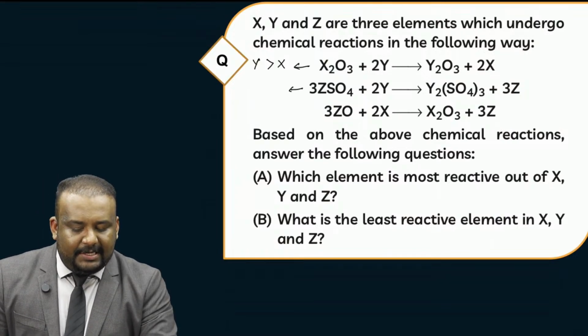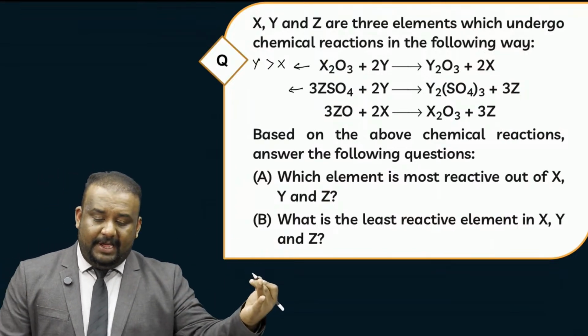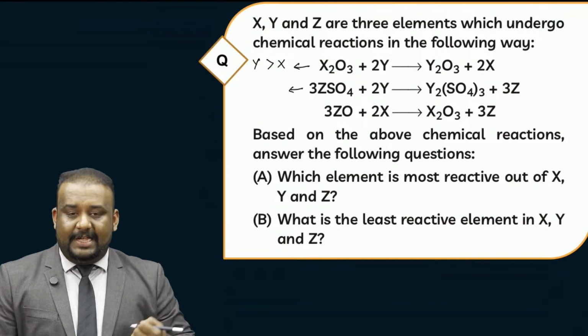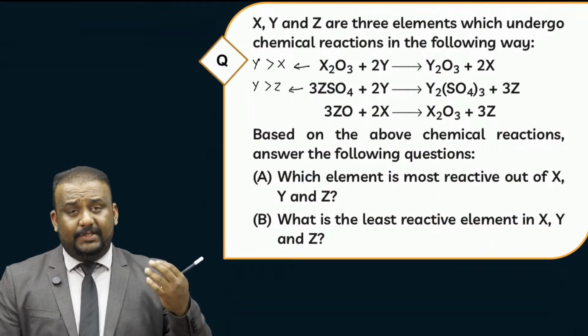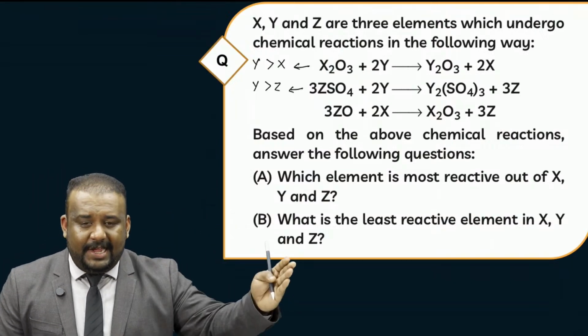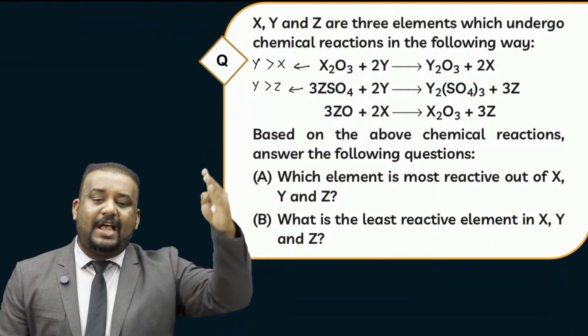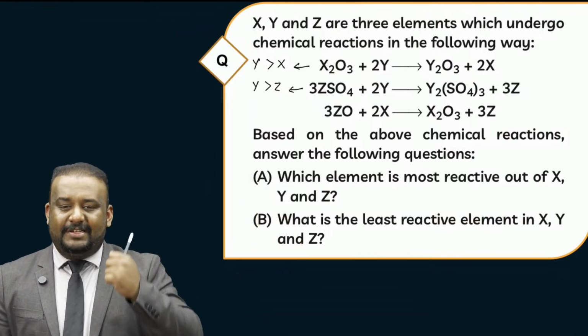Then the next reaction says ZSO4 plus Y gives Y2SO4 plus Z. So in this reaction, what is the inference? Y is able to displace Z as well. So you can see among X, Y and Z, Y is able to displace X as well as Z. So you got the answer already.